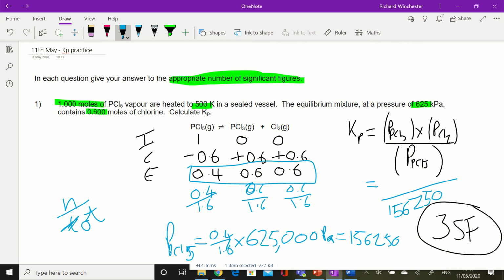The nice thing about the other two is 0.6 divided by 1.6 is the same both times. So the partial pressure of PCl3 is going to be the same as the partial pressure of Cl2, because they're both the same number of moles in the same total number of moles and with the same total pressure. So it's all going to equal the same. Let's try that. 0.6 divided by 1.6, times by 62500 equals 234375.